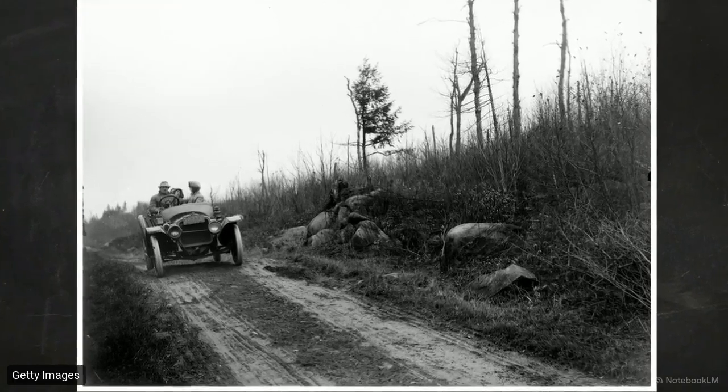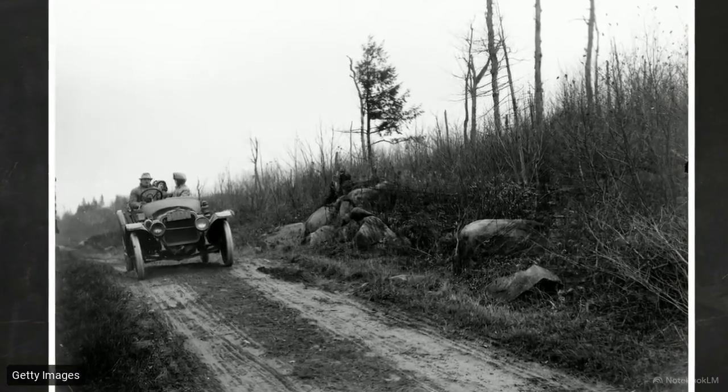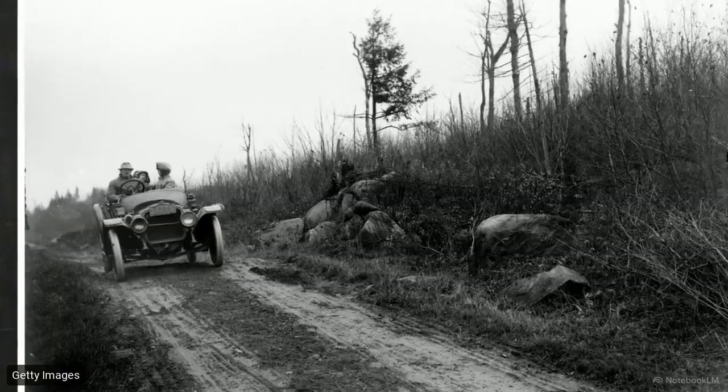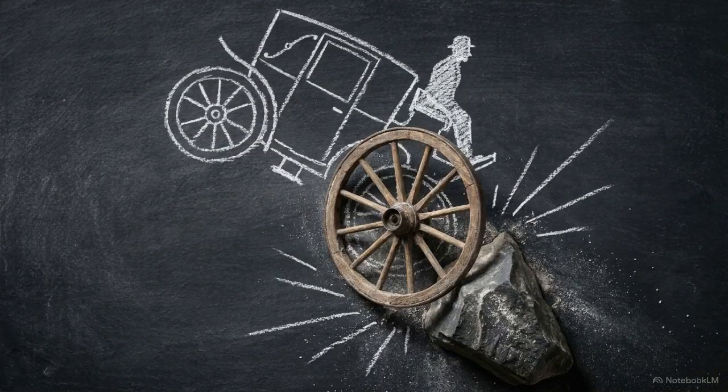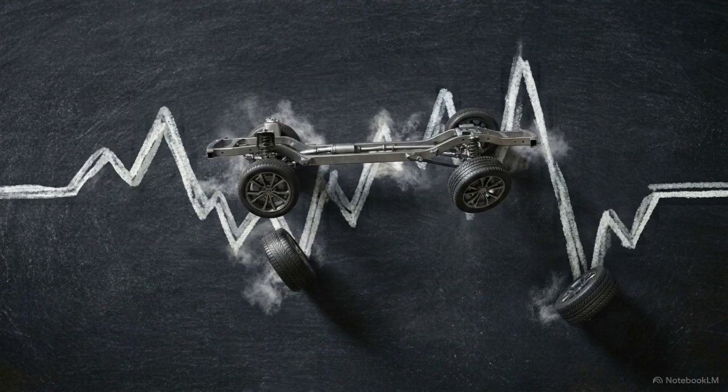If you rode in an early automobile, you felt every single rock, rut, and dip in the dirt. Without a mechanical system to filter physical vibrations, the rigid structure of the carriage transferred the chaotic energy of the road directly into the passengers. To isolate the vehicle body from those violent inputs, engineers developed the modern suspension system.